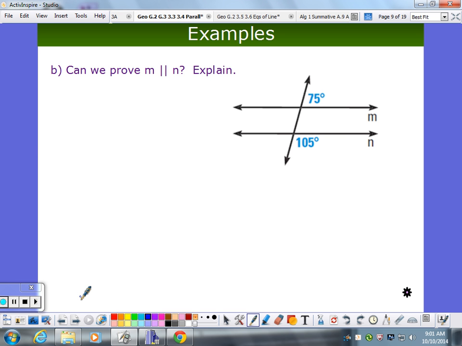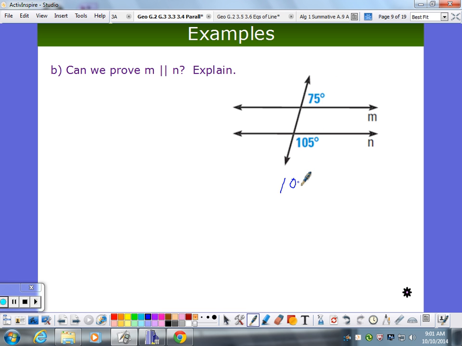And then this one says, can I prove these lines are parallel? Are n and m parallel lines? Now, what would have to be true for them to be parallel lines, Jack? The two angles are supplements to each other. Right, because these are our consecutive exteriors.